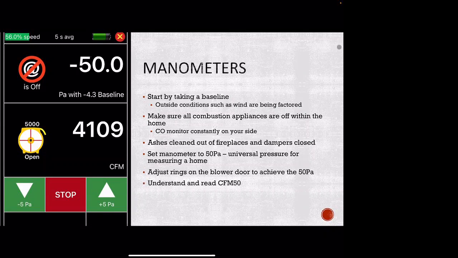And then we have to understand and read what we call CFM 50. What we mean by that is the CFM leakage of the home relative to the 50 pascals of pressure that we're running our house at. Then we follow that up by doing zonal readings and thermal imaging, and we get the homeowner involved so they can actually see what's going on within their home.